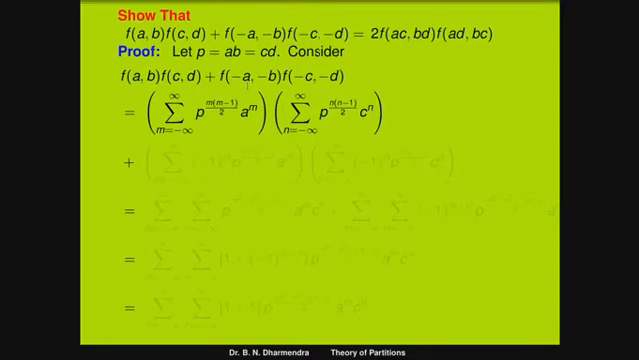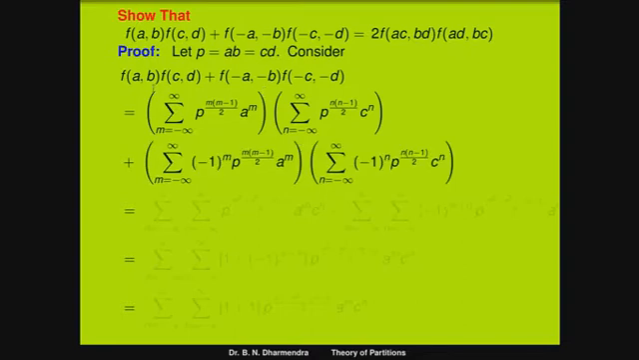Similarly, for the second term, plus f(-a,-b), we recall the third statement of Ramanujan's theta function. It can be written as the summation running from minus infinity to plus infinity of (-1) to the power m into p to the power m(m-1)/2 into a to the power m. That is, f(-a,-b) f(-c,-d) can be written as the summation, n running from minus infinity to plus infinity, of (-1) to the power n into p to the power n(n-1)/2 into c to the power n.